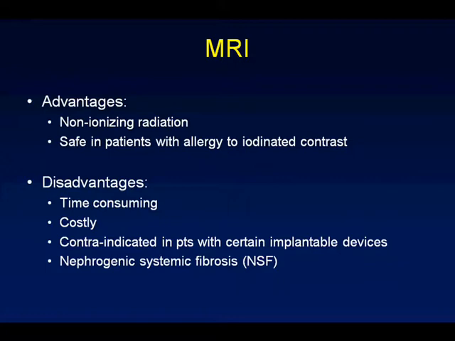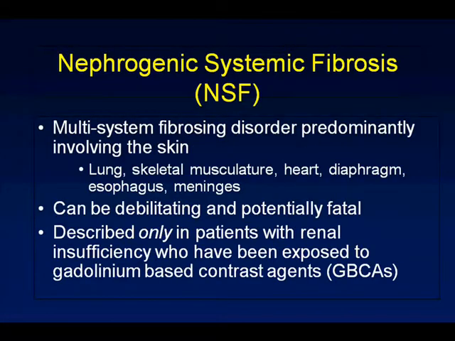So a new issue that's come up since I was last here talking about MRI of the GU system is nephrogenic systemic fibrosis. I'm just going to review this briefly, and then we'll move on to the new MRI techniques. So what is it? It's basically a systemic fibrosing disorder, and the primary manifestation is in the skin. But it's known to affect other organ systems such as lungs, skeletal muscle, heart, diaphragm, esophagus, and meninges. Because of that, it can be quite a debilitating disease, and can potentially be fatal. So far, it's only been described in patients with severe renal insufficiency of grade 4 and 5, basically GFR less than 30, and patients who've also been exposed to certain gadolinium contrast agents.